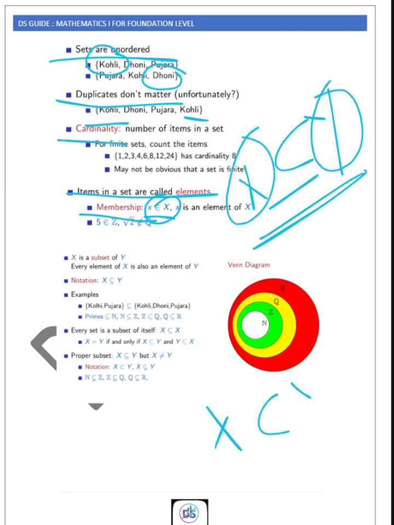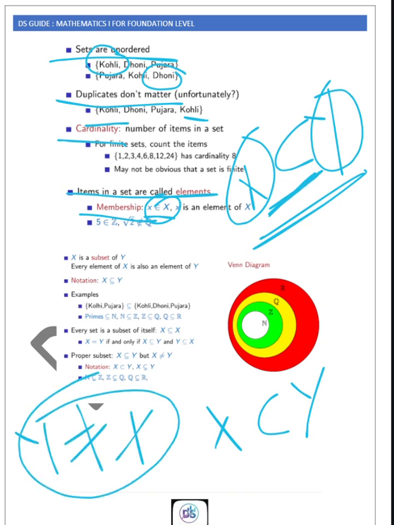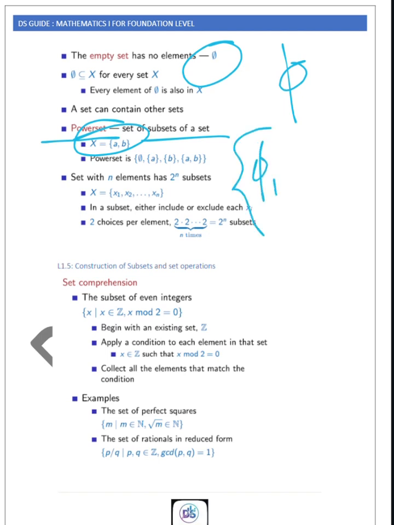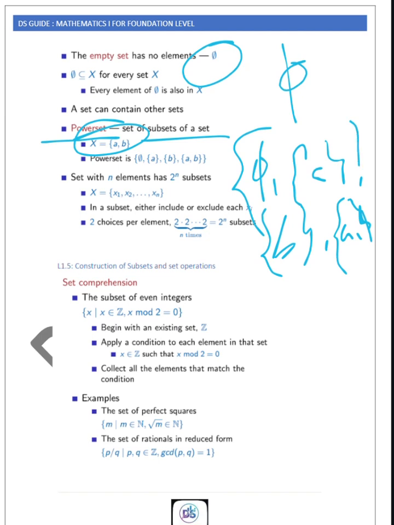But there is a term like proper subset. In that case, we don't put this equal sign. This is only written when x and y are not equal. Okay. Empty set is a set which has no elements. It is denoted by phi. Power set is the set of all the subsets. So if I am given a set X and I am asked to write its power set, how will I write? I'll write phi first because it is a subset of every set, then A, then B, then A comma B. So the size of the power set is given by 2 raised to power n, where n is the number of elements. Next we have set comprehension.